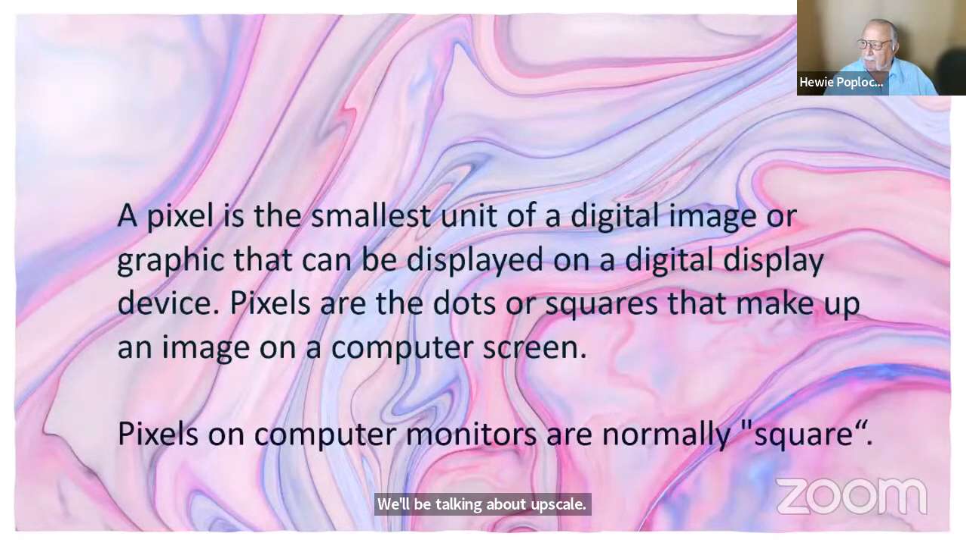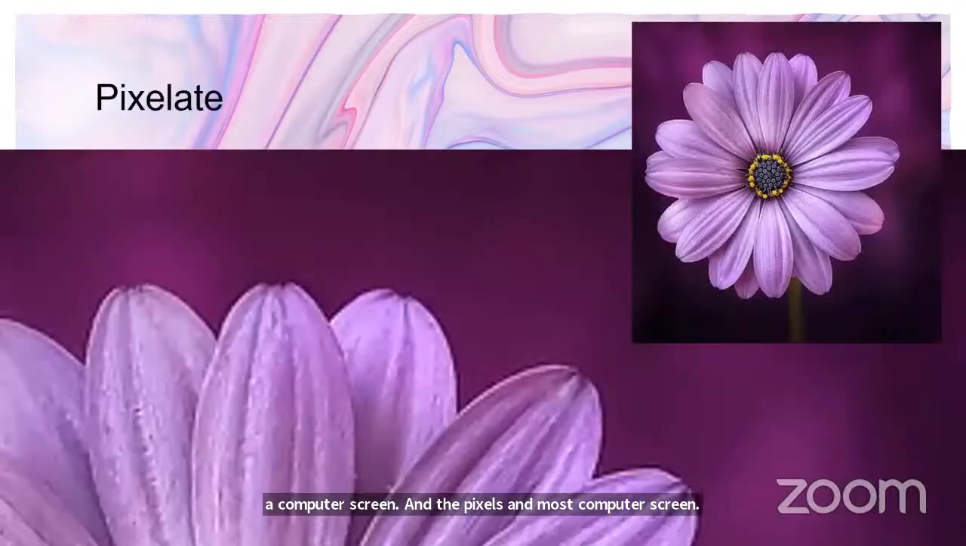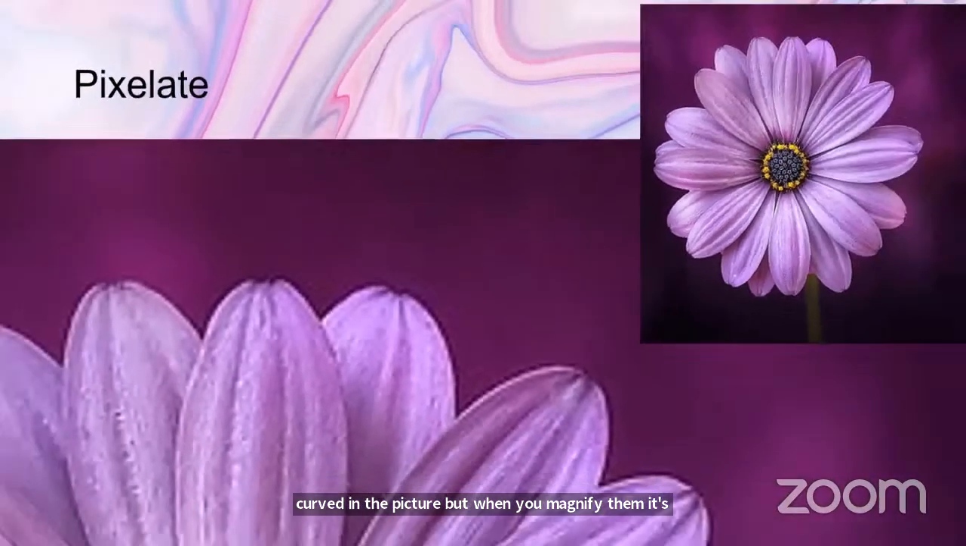A pixel is the smallest unit of a digital image or graphic that can be displayed on a digital display device. Pixels are the dots or squares that make up an image on a computer screen, and the pixels on most computer screens are normally square. Here is a picture of a flower on the right. We blew it up and you can see the little square edges along the side that look like they're curved in the picture, but when you magnify them, it's really pixelated and you see little jaggies from the squares.